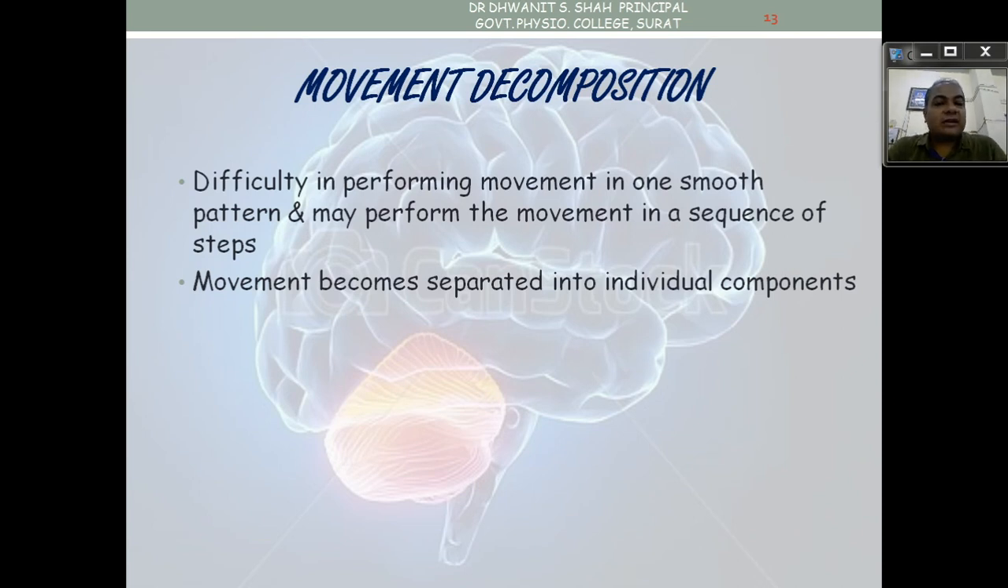Difficulty performing the movement in one smooth pattern, and the patient may perform the movement in a sequence of steps. Movement becomes separated into individual components. For example, take grasping a glass of water and taking it to the mouth for drinking. The patient will divide this movement into small components.